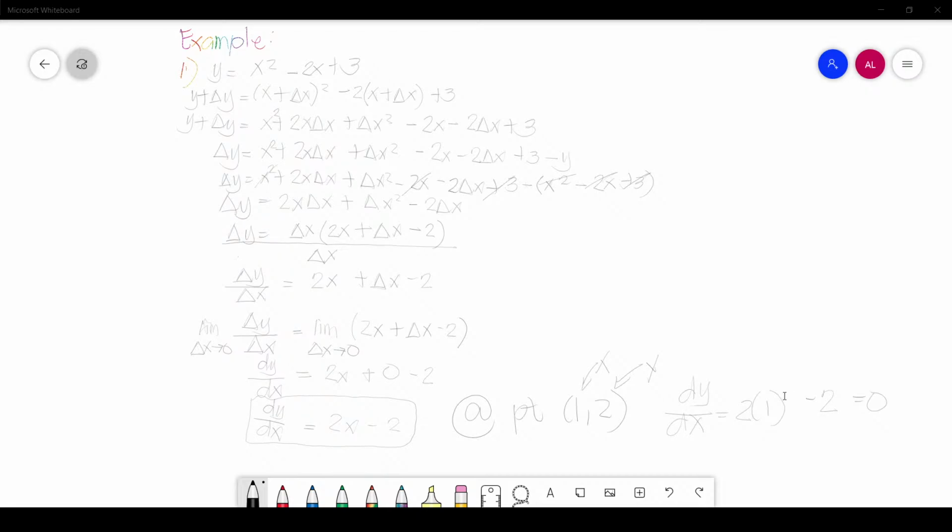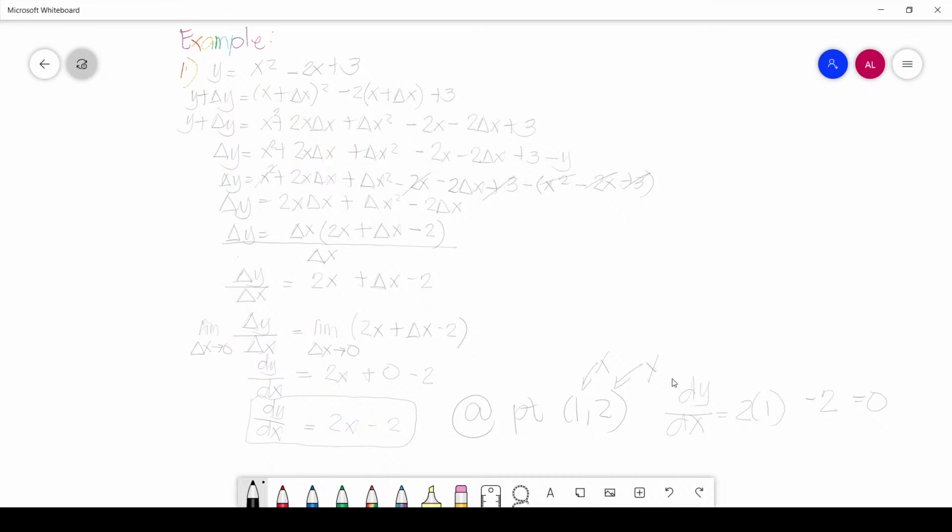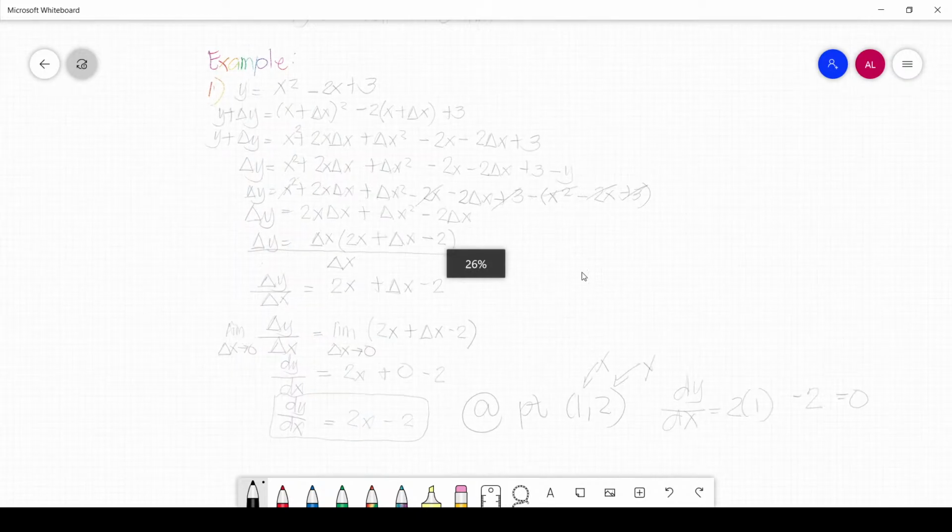So it shows that the line tangent to its graph at point (1, 2) is a horizontal line. So the slope is horizontal at point (1, 2). Okay?